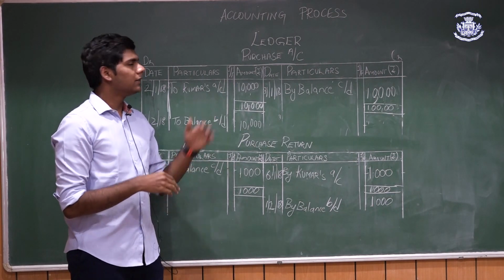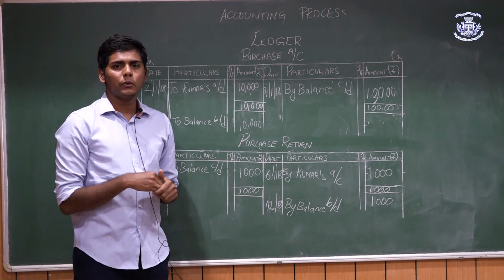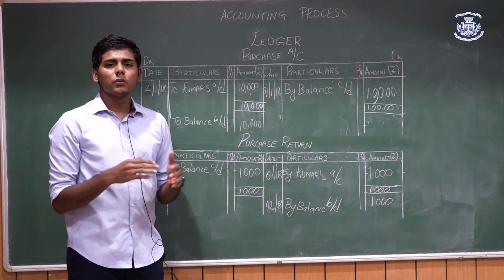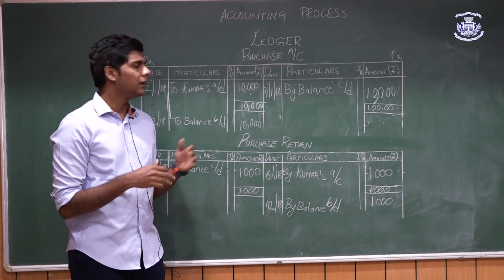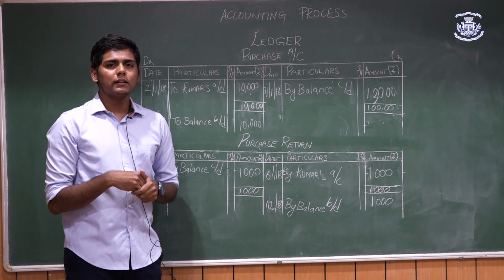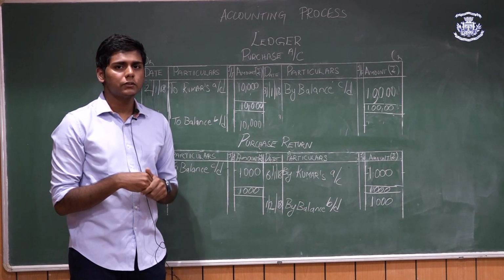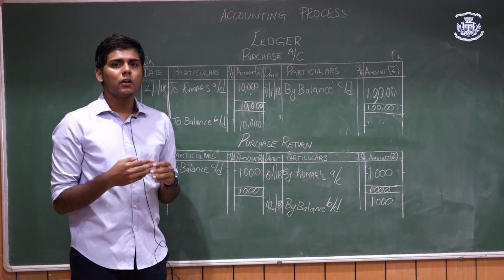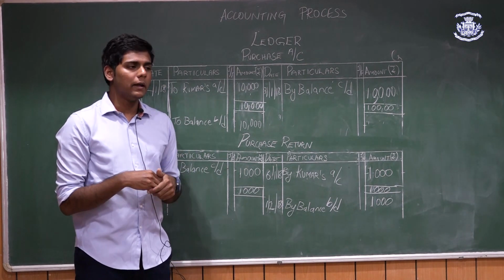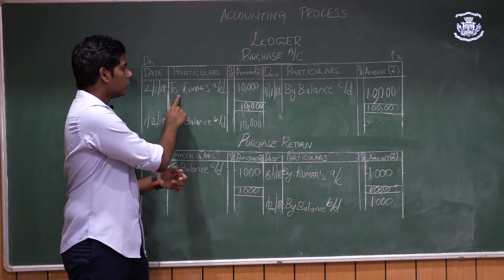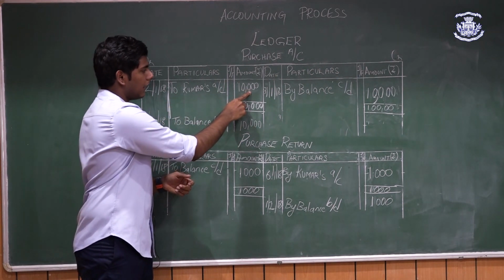So now let's look at the next account, the purchase account. The purchase account is an expense for us. So as the rule says, we will debit when it increases and credit when it decreases. So in the transaction, we have made one purchase from Mr. Kumar. When we make a purchase, the value increases. So we will record it on the debit side.